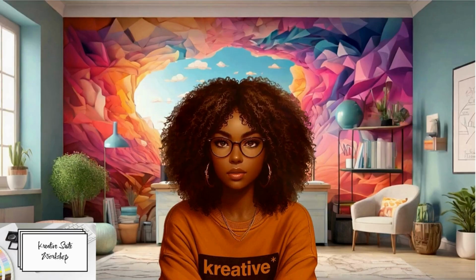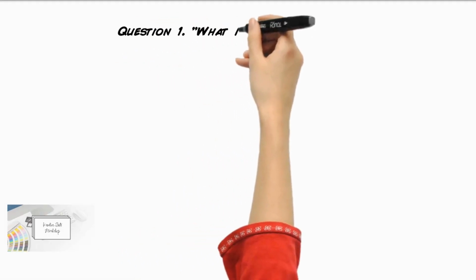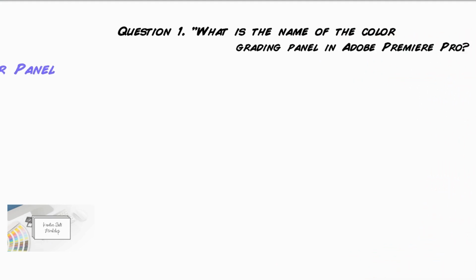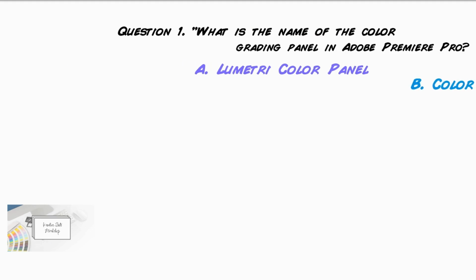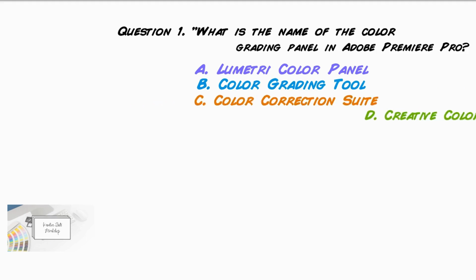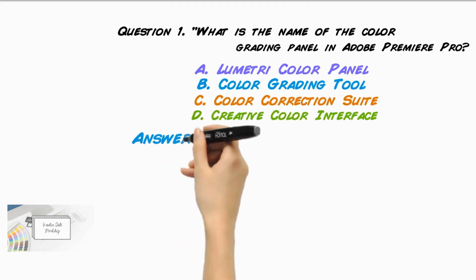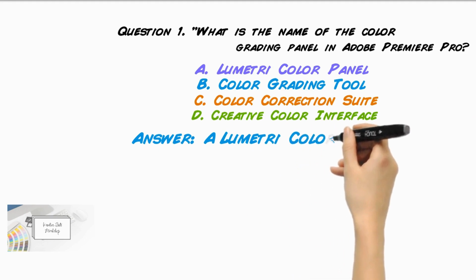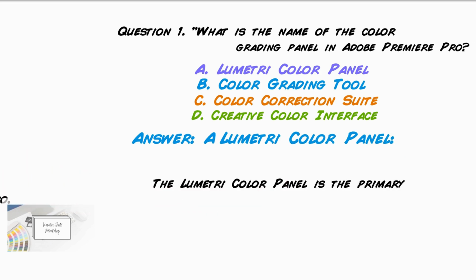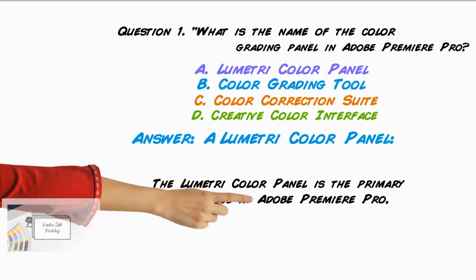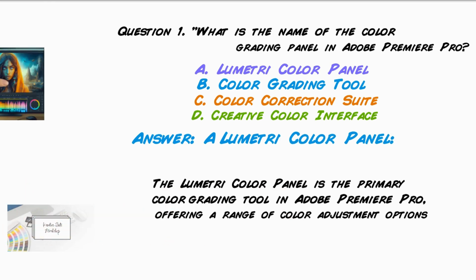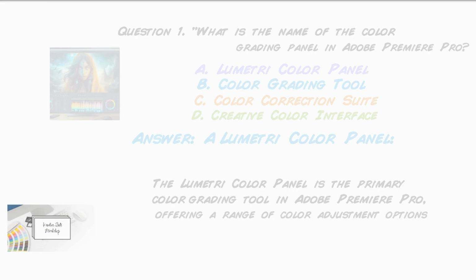exam questions. Question 1. What is the name of the color grading panel in Adobe Premiere Pro? A. Lumetri color panel. B. Color grading tool. C. Color correction suite. D. Creative color interface. Answer: A. Lumetri color panel. The Lumetri color panel is the primary color grading tool in Adobe Premiere Pro, offering a range of color adjustment options.